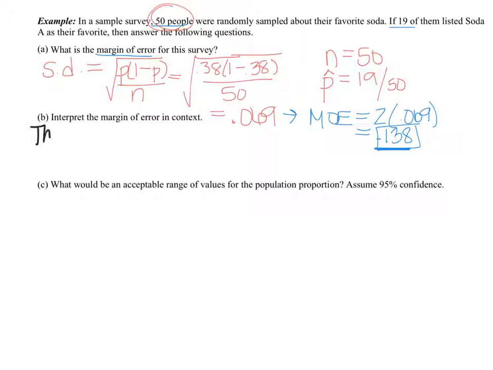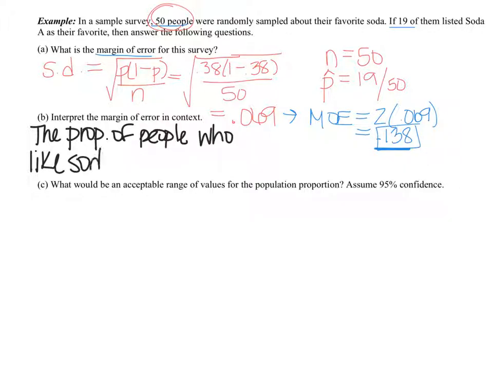So the proportion of people who like soda A is within, or you could say it is blank from the true one, however you want to word that, is within 0.138, or like I said, you can convert that to a percent, however you want to do it, is within 0.138 of our original sample proportion, which we know 19 out of 50 is 0.38.